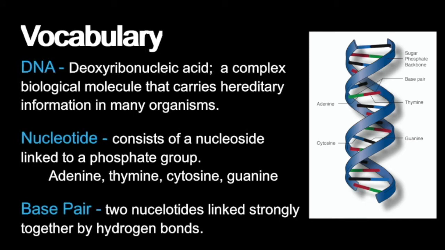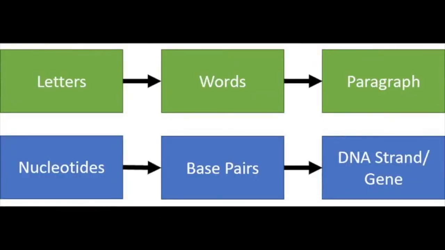The last vocab word we're going to learn in this activity is base pair. A base pair is 2 nucleotides linked strongly together by hydrogen bonds. To help keep all this new vocabulary straight, let's look at an analogy.